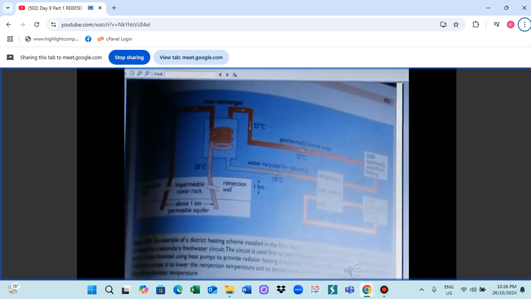This diagram is about this 1 kilometer primary aquifer. So we take the heat, so the heat exchange. Heat is exchanged into this water system to drive the turbine and the generator system. You can see it.